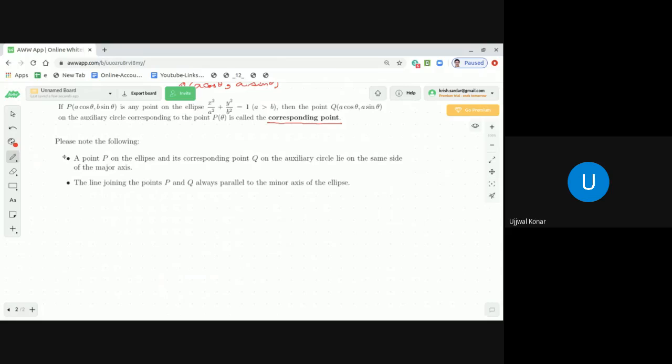So these are the two fundamental points about an arbitrary point on the ellipse and the corresponding point on the auxiliary circle. Now the next point we are going to discuss is called the focal distance, and I'm going to discuss that in the next slide.